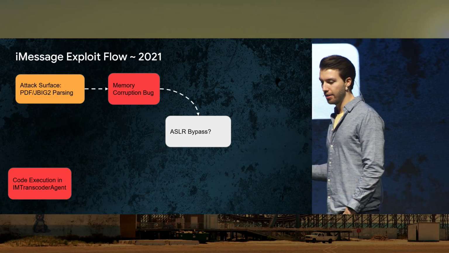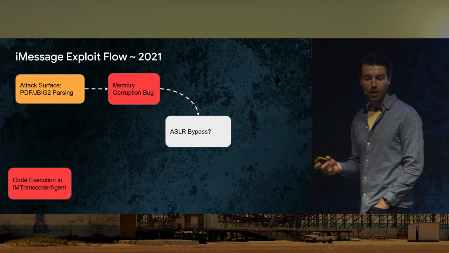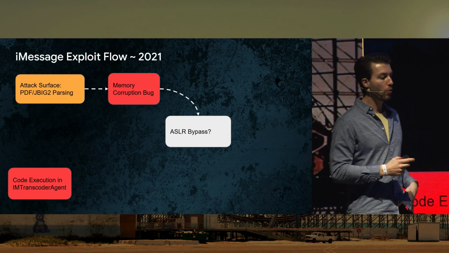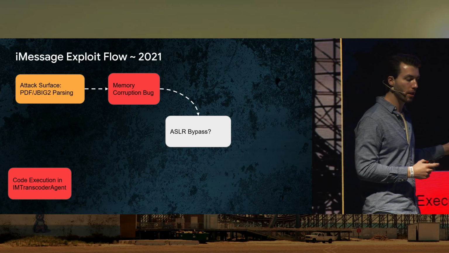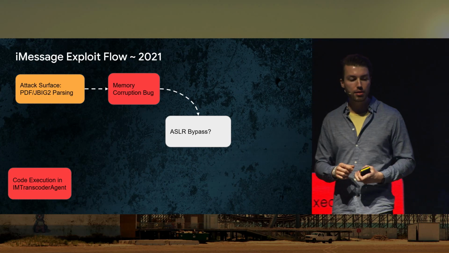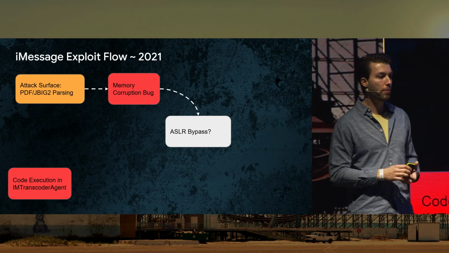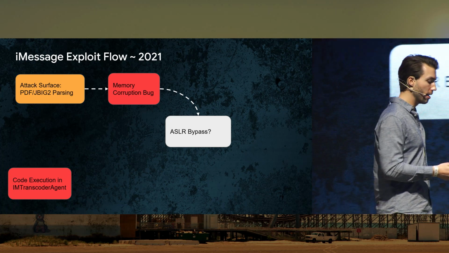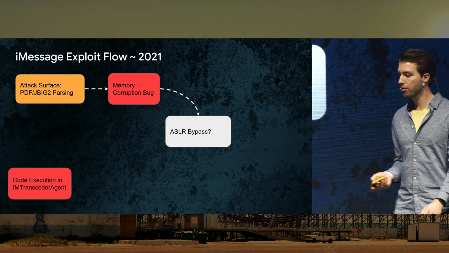So we are here again. Looks kind of familiar, right? We have a new attack surface. We have a different bug. We know where we're going to end up. We're going to end up in IM transcoder agent if we can exploit this. And again, we have to bypass ASLR. And this time we have to do a different thing because the last approach was completely fixed.